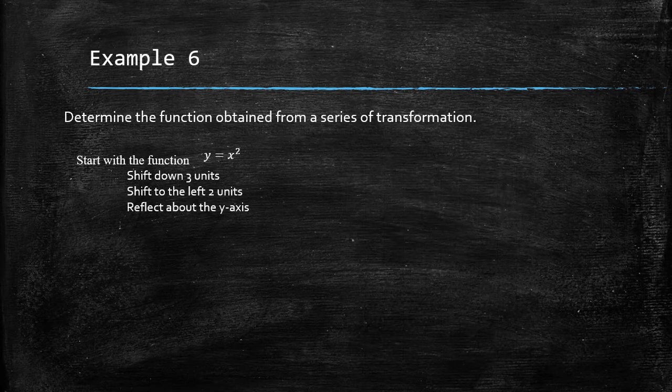All right, so example 6: determine the function obtained by the series of transformations. Okay, we are starting with y equals x squared, so that is our parabola.